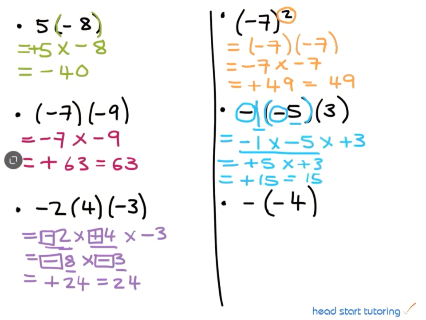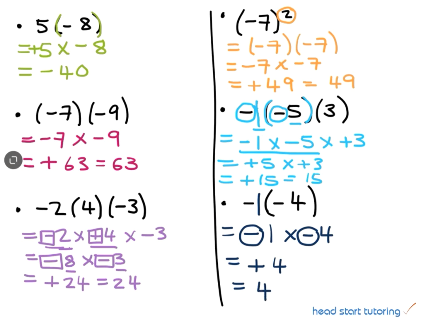Right, so let's have a look at negative 1. Remember, when there's a bracket immediately after the sign, then it means that there is a 1 there, multiplied by negative 4. This one's quite simple. We simply multiply our signs. So a negative times a negative is a positive, and 1 times 4 is 4. So that gives us an answer of positive 4, or just 4.